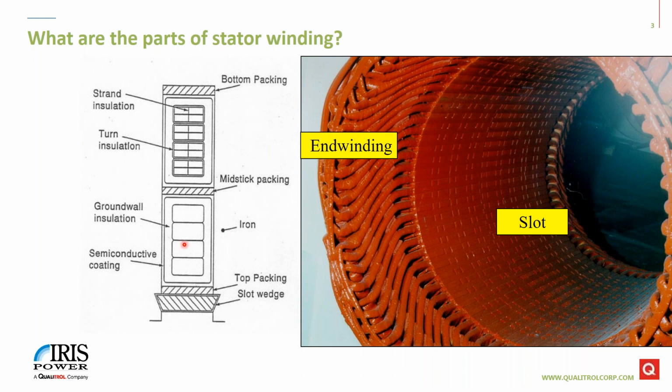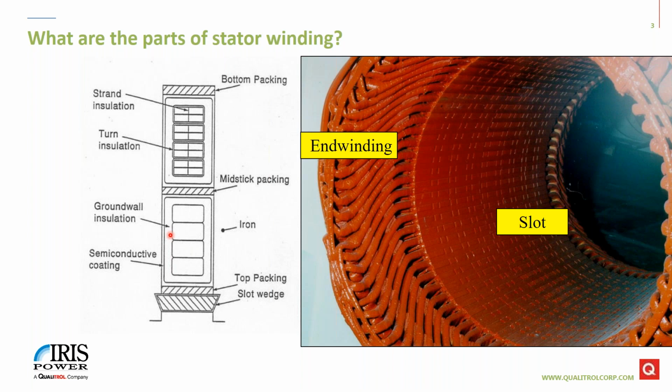I'll call this the top coil. This is the bottom coil. And if we take a cross section of what's inside there, we'll see the copper conductors. If it's a multi-turn coil, we might also see strand insulation and turn insulation. And of course, we'll have our high voltage insulation around here. And that high voltage insulation is what really is normally the focus of PD testing.